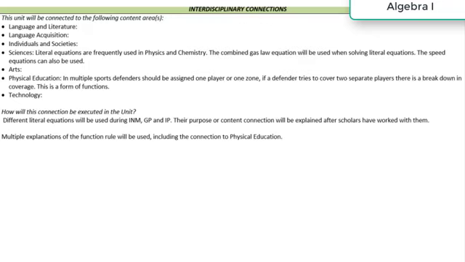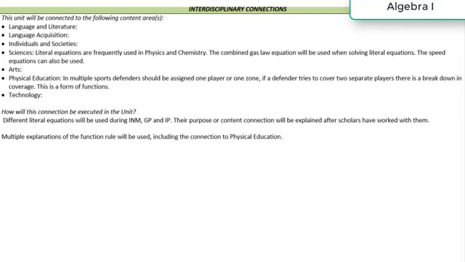The last part of the stage 1 portion of the unit plan is interdisciplinary connections. There are always connections with sciences. In this case, literal equations really help us out a lot. This is a great time to introduce some high-level equations, even if scholars don't have the background to understand what each variable represents. I also made a connection here to physical education.